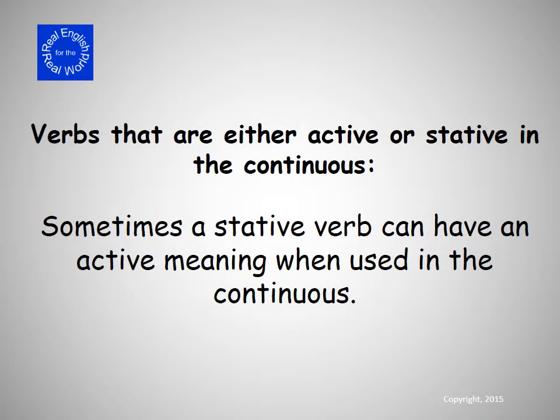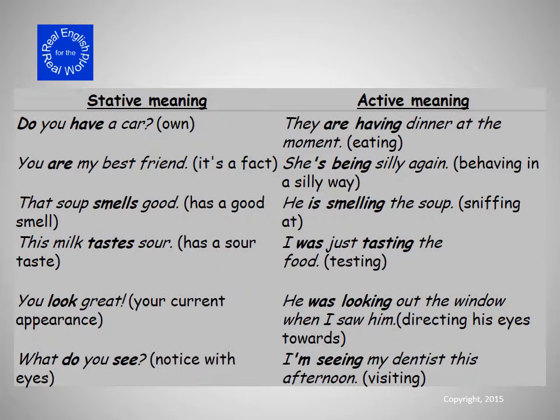Verbs that are either active or stative in the continuous. Sometimes a stative verb can have an active meaning when used in the continuous. Stative meaning: do you have a car? Active: they are having dinner at the moment. Stative: you are my best friend. Active: she's being silly again.